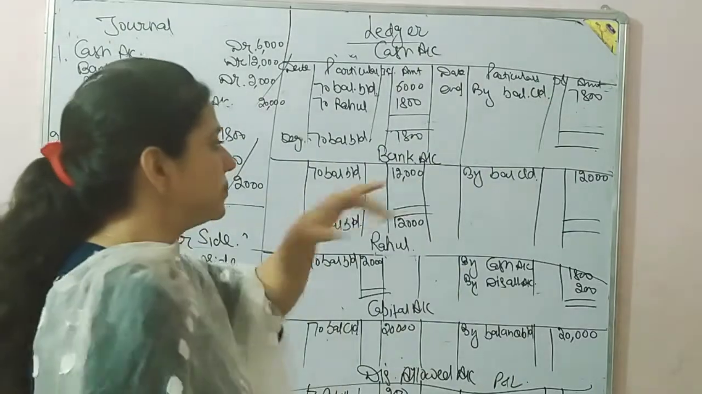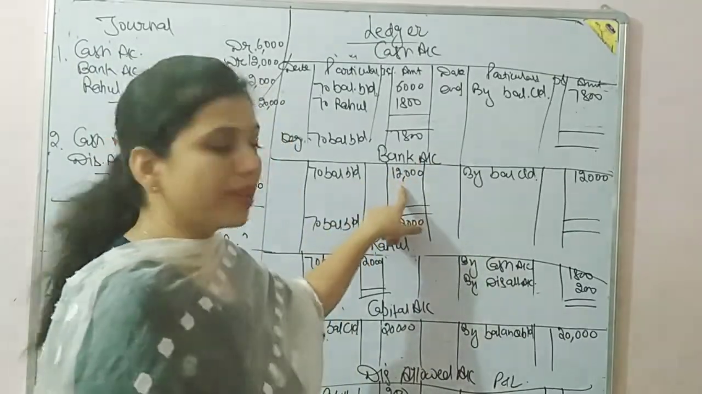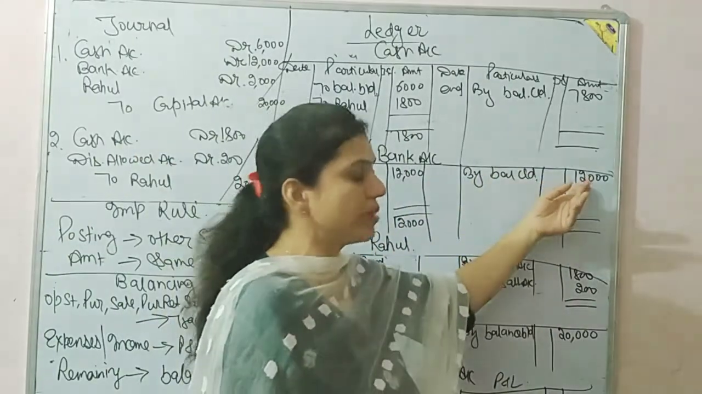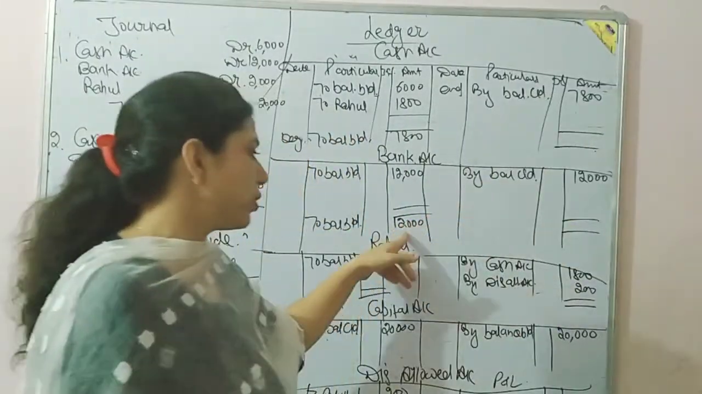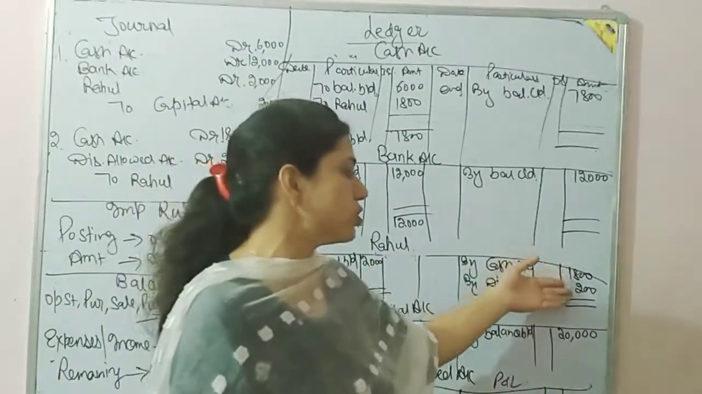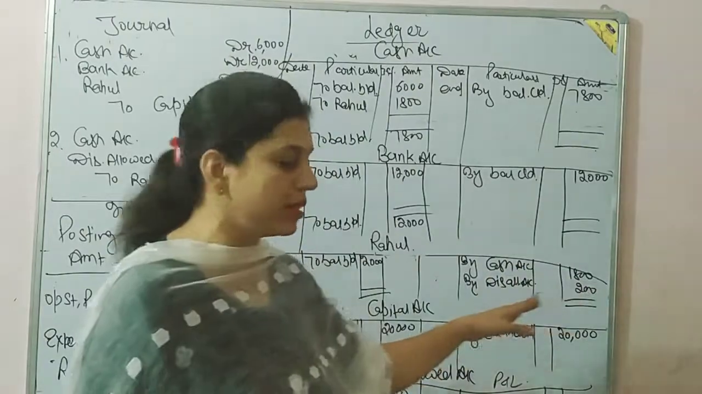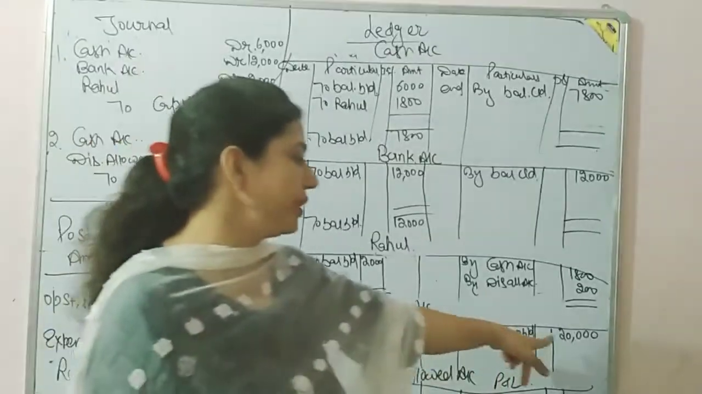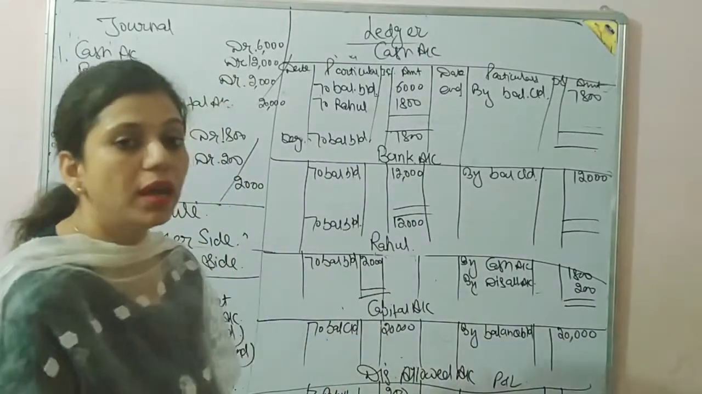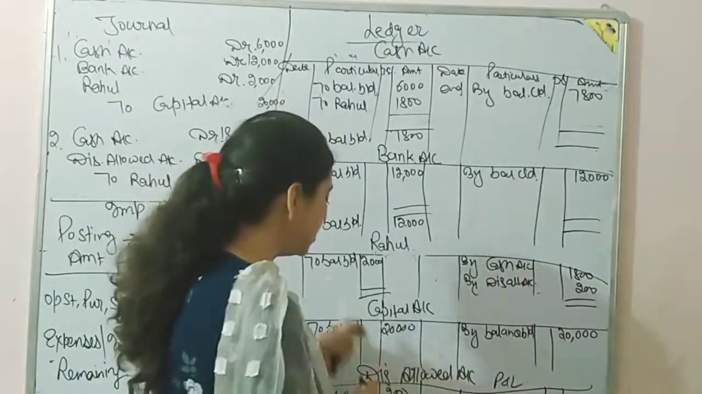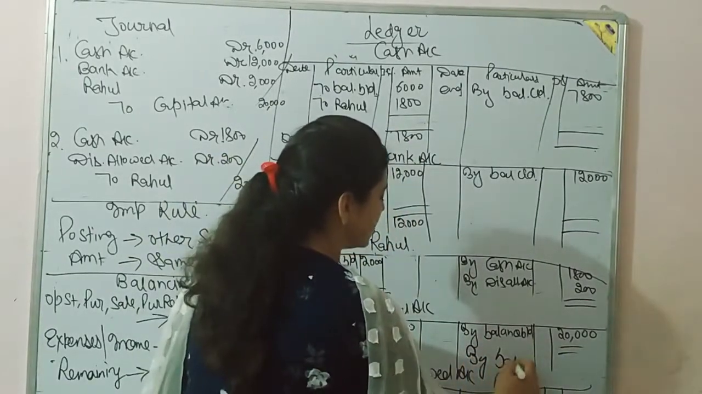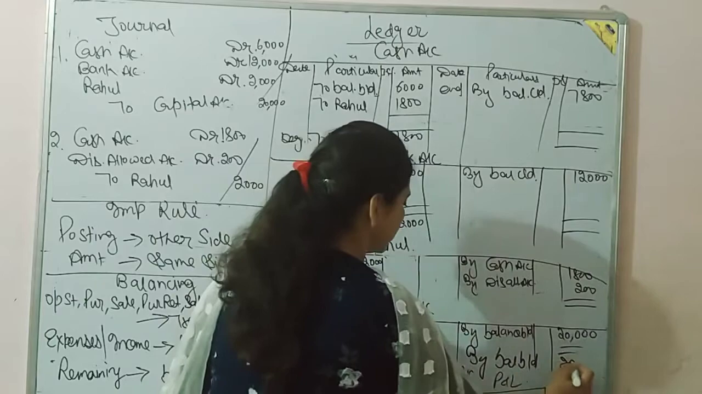Similarly, in the bank account, the balance is 12,000. So there is no posting. That means by balance carried down is 12,000. This balance is again brought down. In Rahul, the debit side is 2,000 and the credit side is also 2,000, so no balance is there. Capital account 20,000 is here, so it will be posted with to balance carried down. Again we will close it, and then we will forward the balance with by balance brought down 20,000.